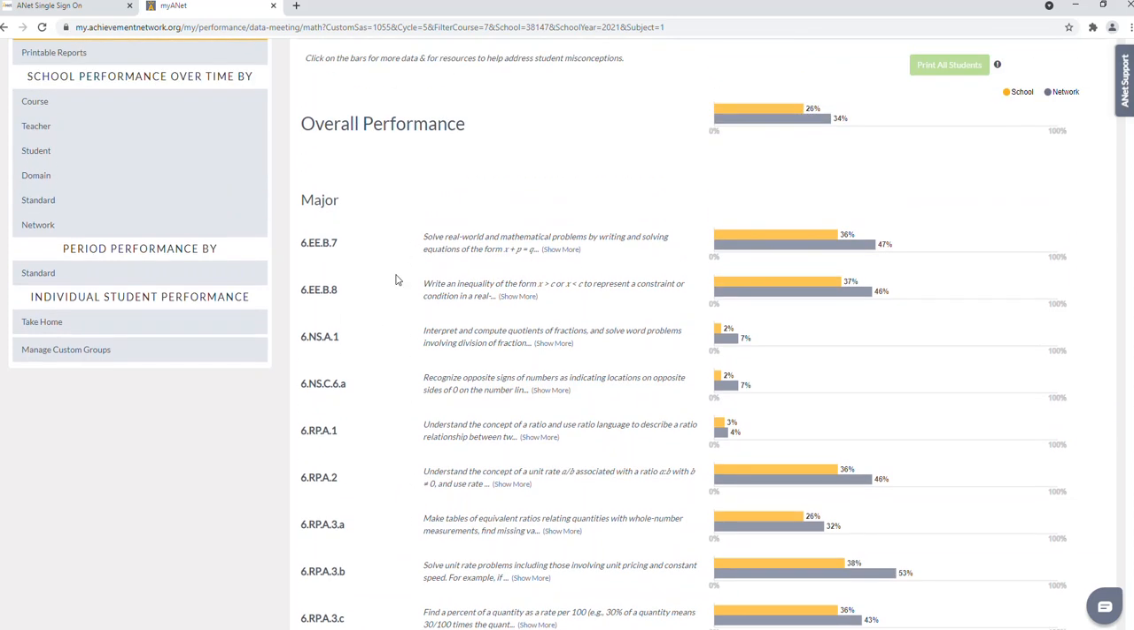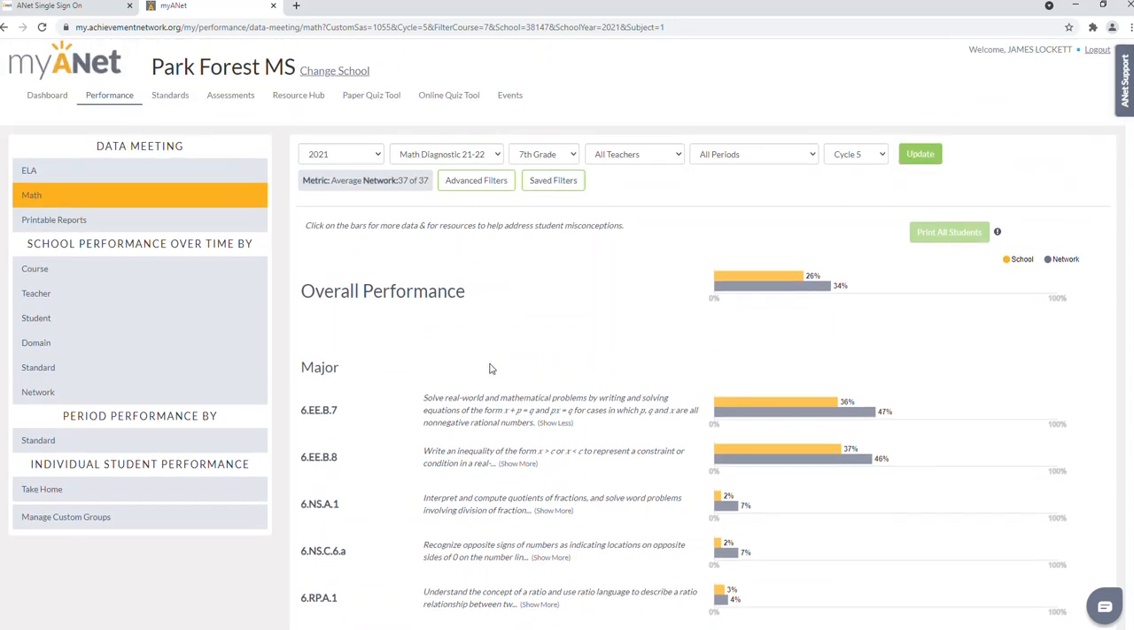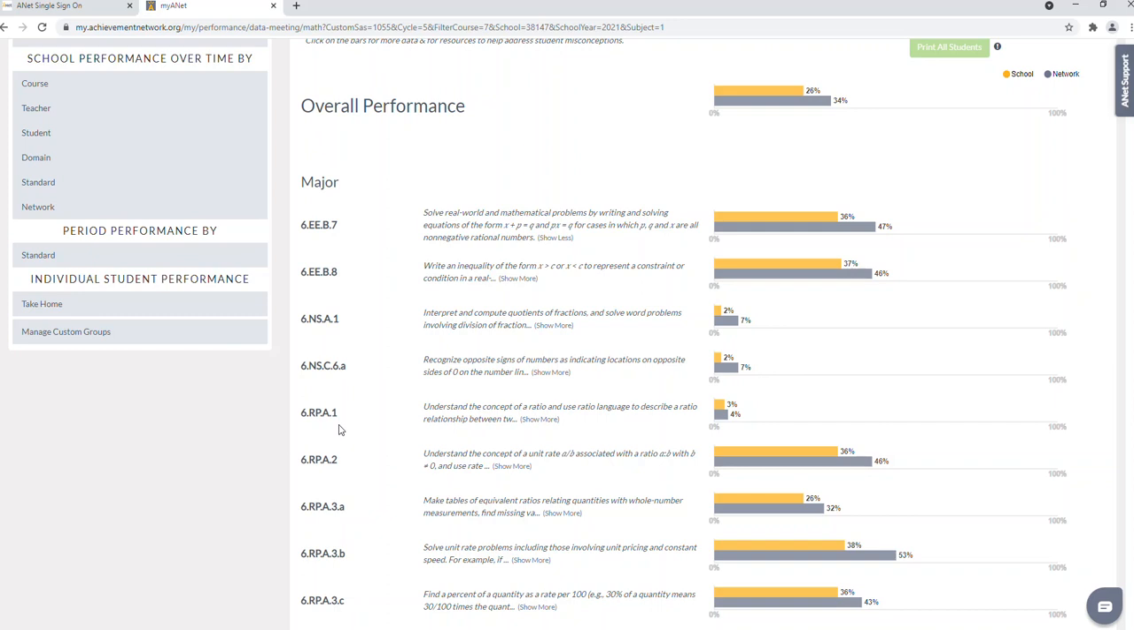So for example, the first one was 6EEB7. Click on show more to show more. That standard is: solve real world and mathematical problems by writing and solving equations of the form x plus p equals q and px equals q for cases in which p, q, and x are all non-negative rational numbers. All right, so the diagnostic measured the previous year's standards.